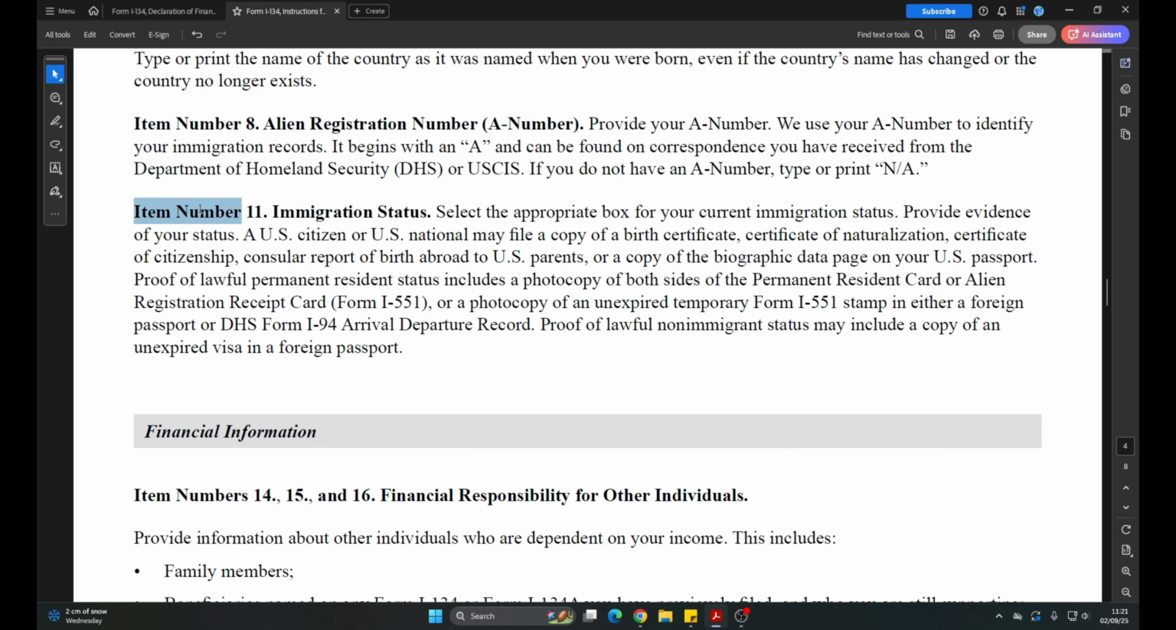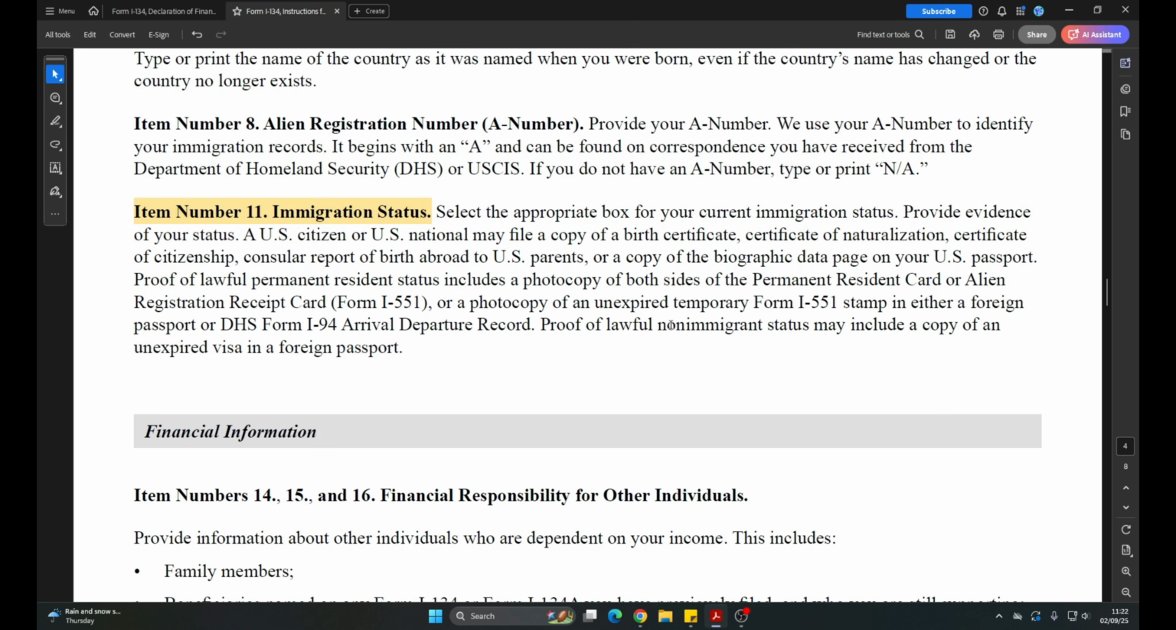For immigration status, you're going to have to provide evidence of whatever status you indicate here. So as a US citizen or national, you might provide a copy of your birth certificate or certificate of naturalization, certificate of citizenship, or whatever signifies that you are a US citizen, including the biographic page of your US passport. Lawful permanent residents would need to provide a photocopy of both sides of their green card.